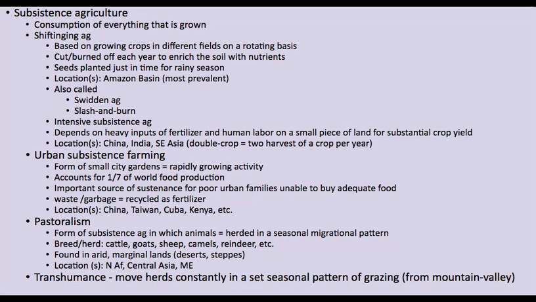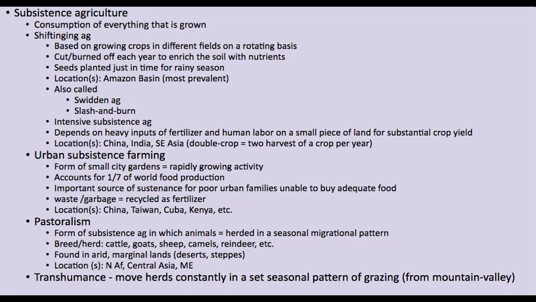So let's go into our various different types of agriculture, starting with subsistence agriculture. These are all going to fall under that category where people are working a lot more by hand without as many tools. That consumption is for personal consumption, not so much for everything else. So first up on here is shifting. Got an extra G in there. Shifting agriculture, which is based on growing crops in different fields on a rotating basis.